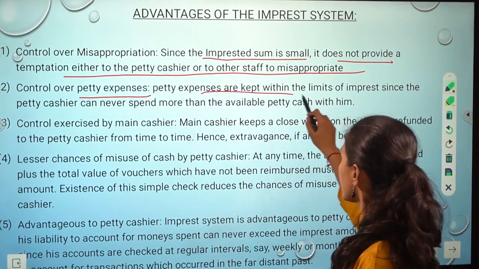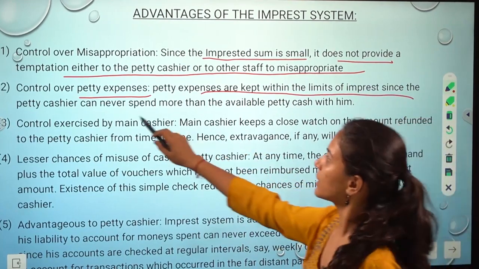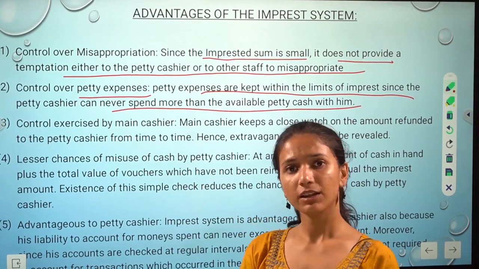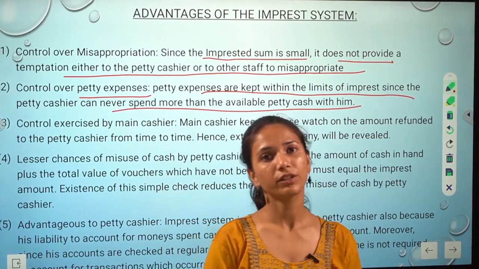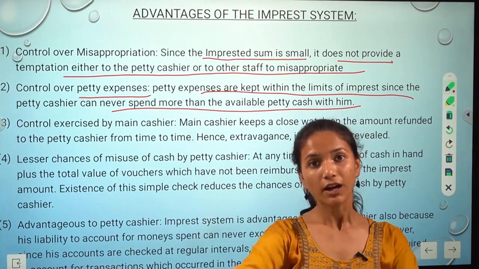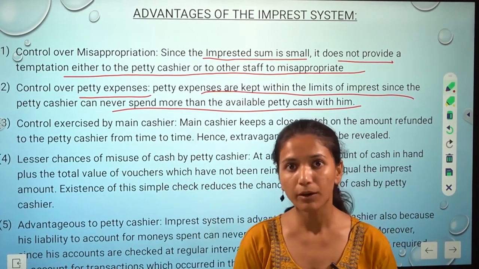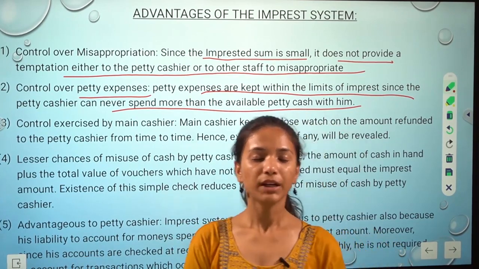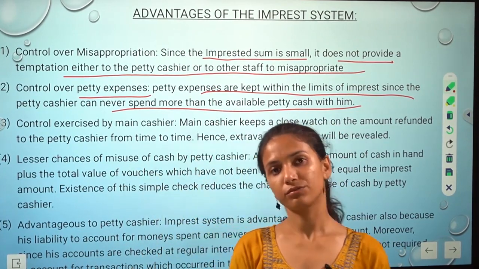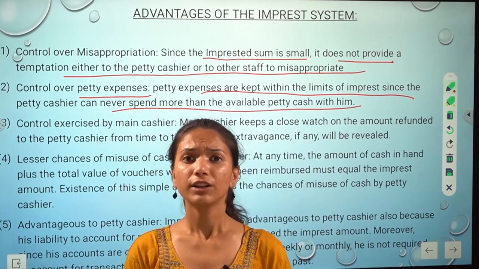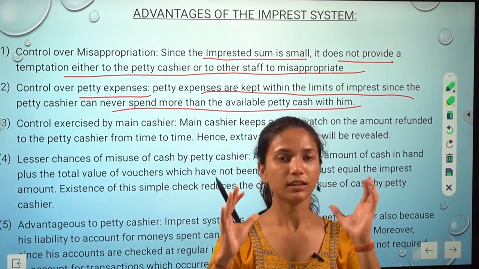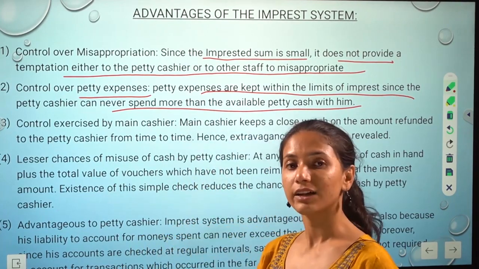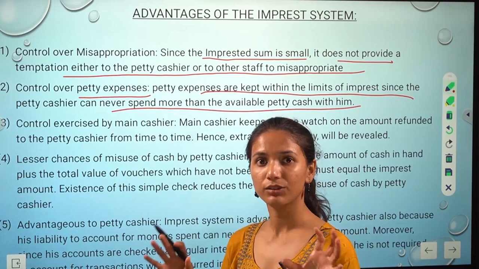So petty expenses are kept within the limits of the Imprest, since the petty cashier can never spend more than the available petty cash with him. Right? He has been given 5,000, so he has to take 5,000 and survive the whole month for the firm. Not for him, that is not for him. He will be paid salary for that, but he has to meet all those expenses for the firm, right? So his mind will be set that yes, I have this 5,000 and I have to spend it wisely. That way the petty expenses will get controlled.